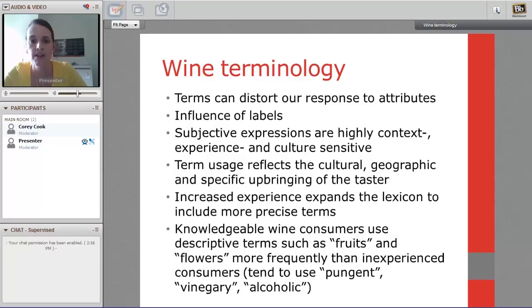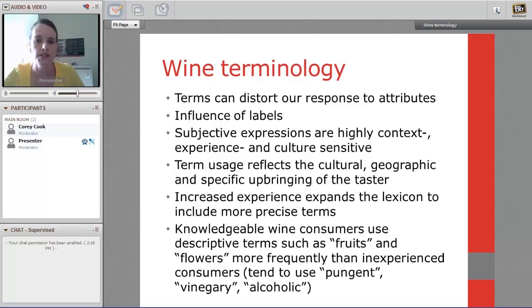Subjective expressions are very context, experience, and culture sensitive, meaning that I like it or I don't like it are very, very personal. They're based on what your experiences are. So if you haven't ever had a fresh raspberry, and raspberry jam is how you define raspberry, you would look at a product differently than someone who has a whole range of experiences with different kinds of berries, like huckleberry, and they may be able to distinguish the differences between those specific berries, but you may not have that experience. And so these are highly personal, highly experienced, highly culture sensitive.